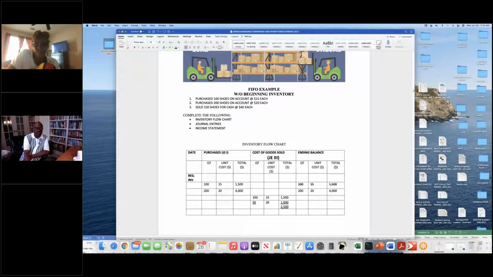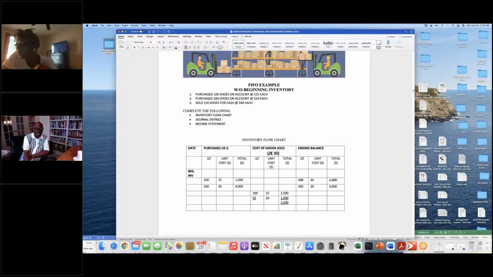When the purchase occurred, journal entry 1, that information is recorded in the first column and transferred to the balance column. Then when we sell the shoes, we're selling the old ones first, and we sold 150. So our total here needs to be 150 sold.